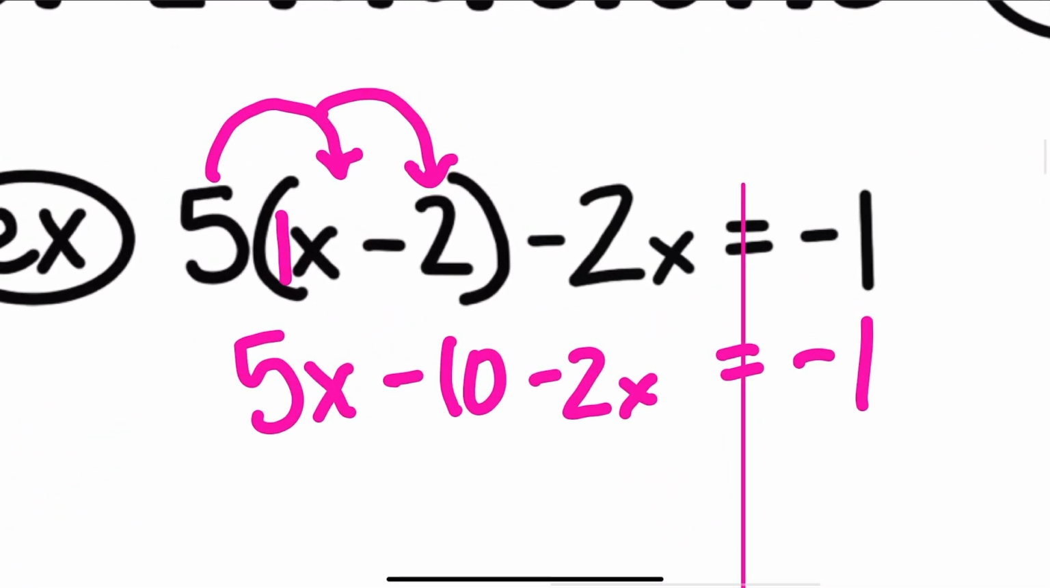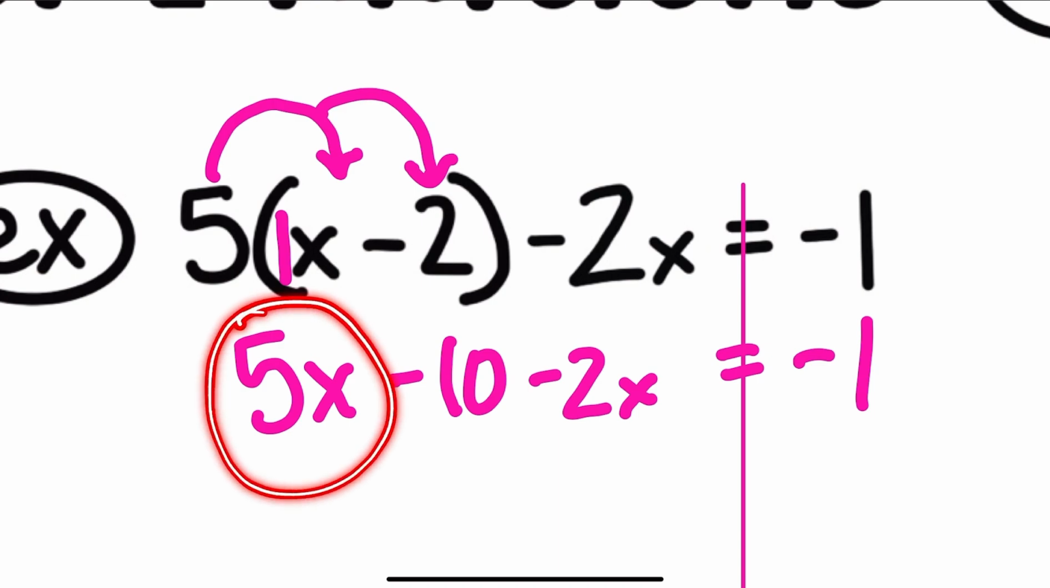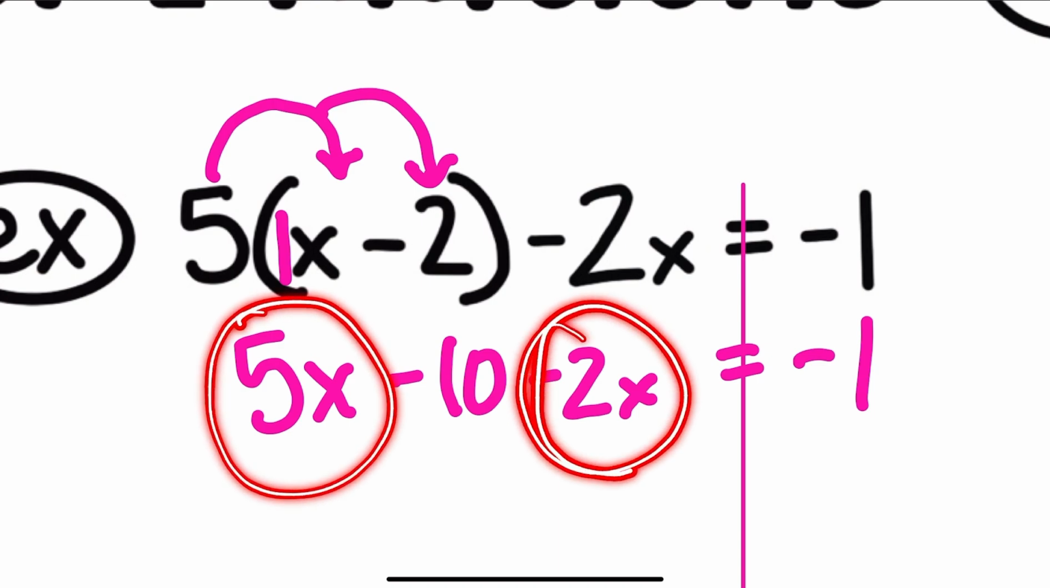So I'm looking at this. When I say like terms, I'm looking for stuff that looks alike. Like I said, we can add coefficients to coefficients or constants to constants. And what I'm seeing here is that I have two variables. So that means that I have two coefficients, and each of those could be added to each other.